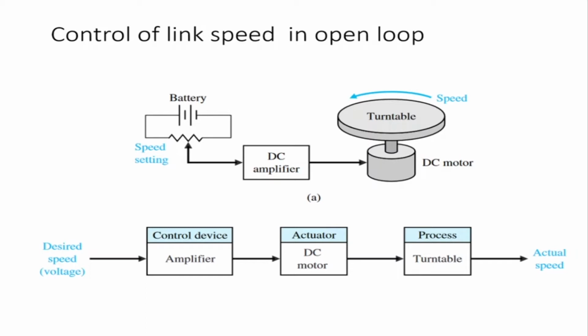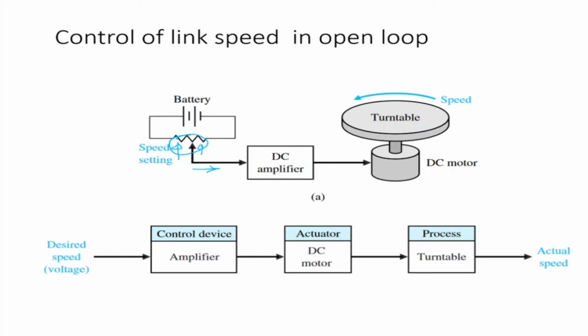For example, we have a battery here, which is giving power, and depending on where the position of this potentiometer is, if it is this side or that side, that much current is going to flow into the amplifier. So essentially, this is my input, and this is getting amplified by the DC amplifier, and there is a DC motor here.